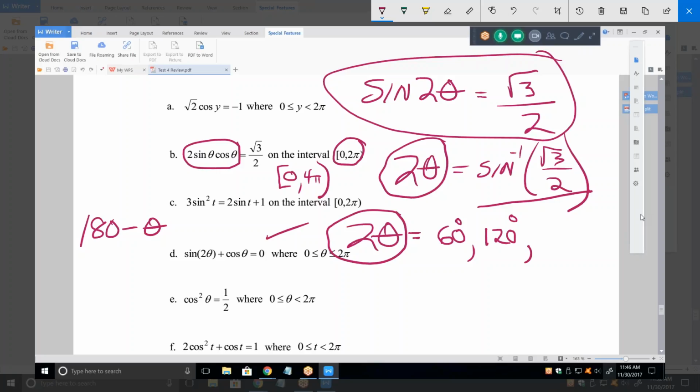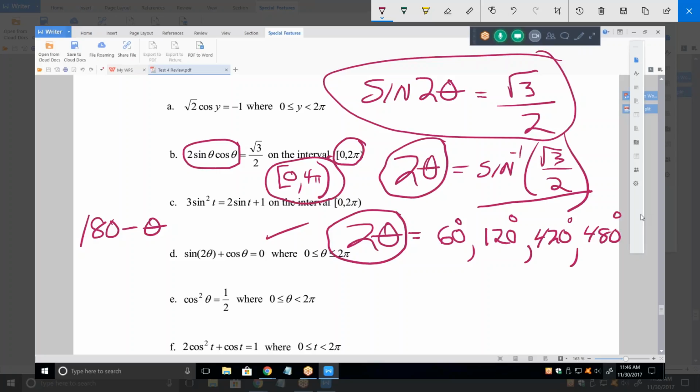240. Nope, you got to add 360 to each one of these. Oh, add 360. Well, 1 unit circle is 360. So I've got my first unit circle answers here. That's the only 2 answers in the first unit circle. But remember, my domain goes out to 4 pi. That's 2 unit circles. 420. And 480.